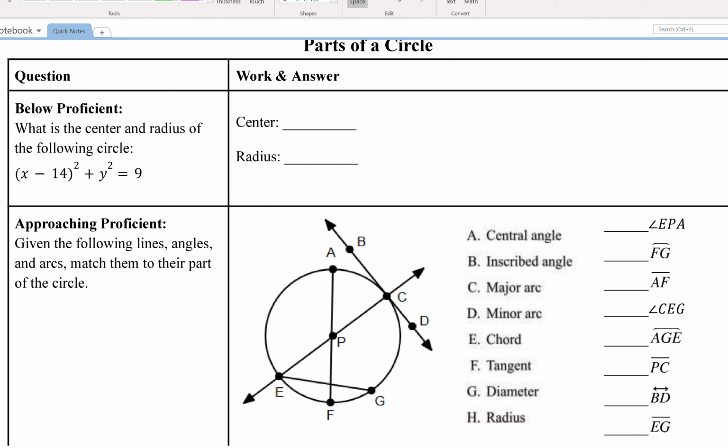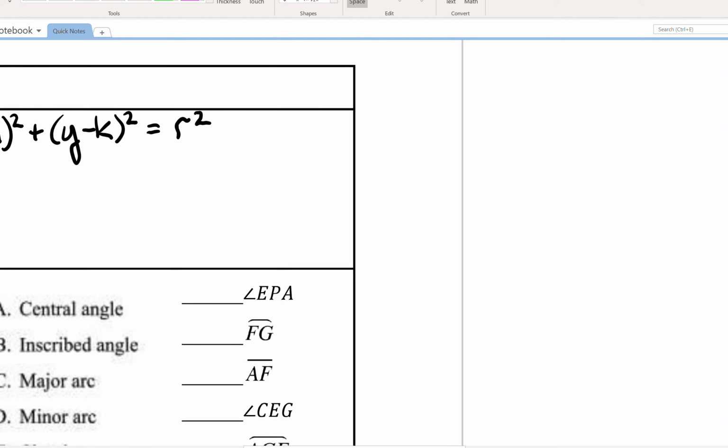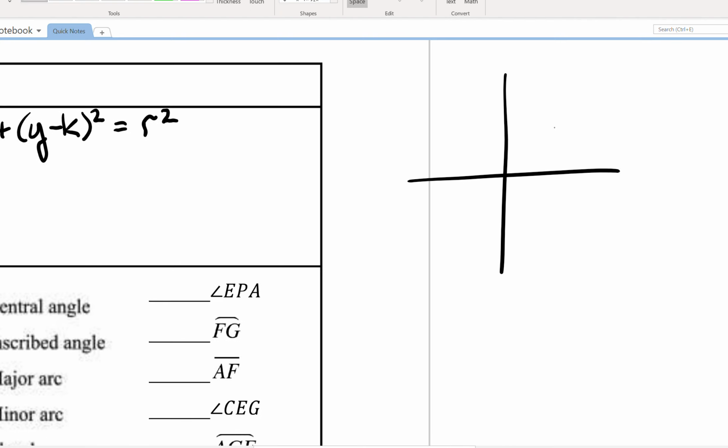You need to know what the general equation of a circle is, and it's (x minus h) squared plus (y minus k) squared, and that's equal to r squared, which is the radius squared. This actually comes from just the Pythagorean theorem. If I think of a circle as being all points that are the same distance from a central point.